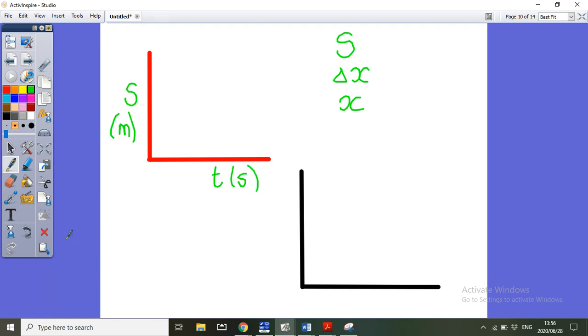There are a few options here. We are going to deal with changing displacement. Yes, we can deal with changing displacement.